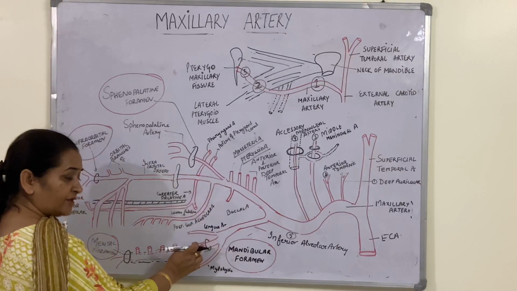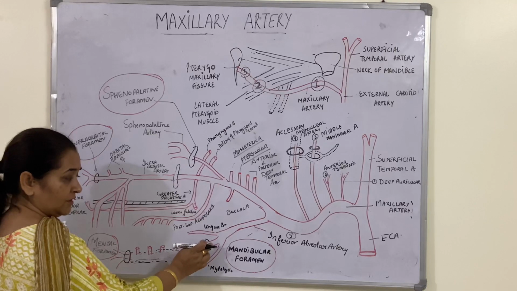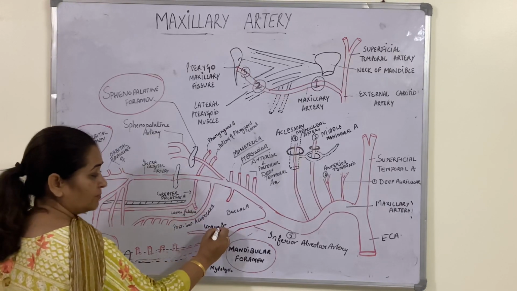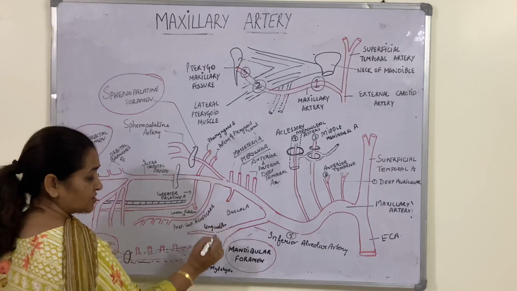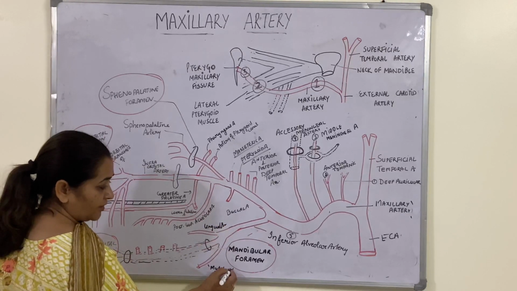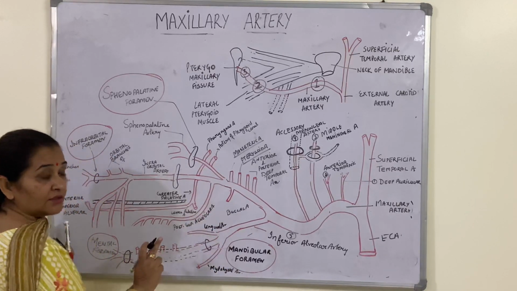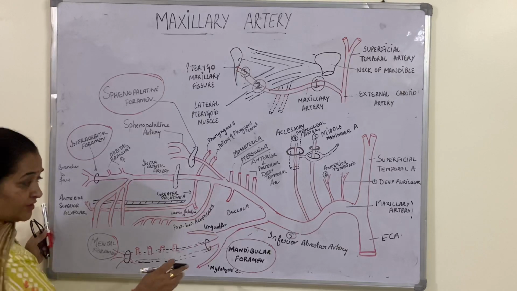Now, before entering the mandibular foramen, this inferior alveolar artery gives one branch, the lingual branch, and another branch, the mylohyoid branch. So these go to the mylohyoid muscle and to the tongue. These are the branches given by the inferior alveolar artery.